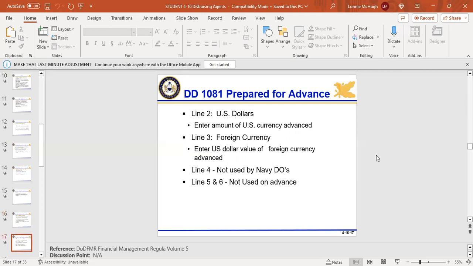Line 3 is foreign currency. Typically, you're not going to have that, but you'll treat it the same way as US dollars. Line 4 is not used by the Navy, and lines 5 and 6 are not used on advances, so that is not used from the dispersing officer to the agent. It will, though, be used from the agent to the dispersing officer. So if they had received collections from, say, food service, or if they had deposits that they needed to make with the dispersing officer, that would go there as well.